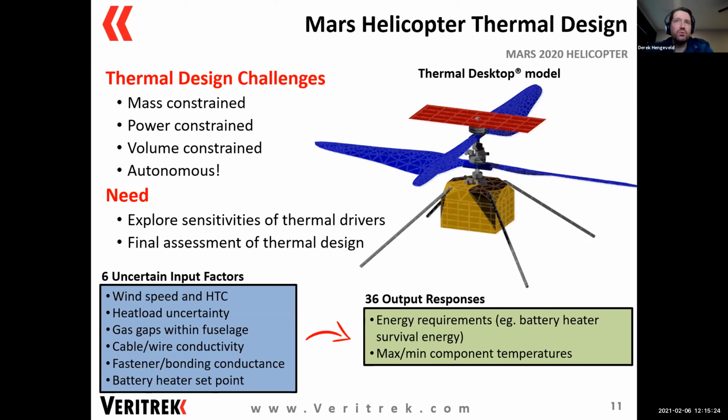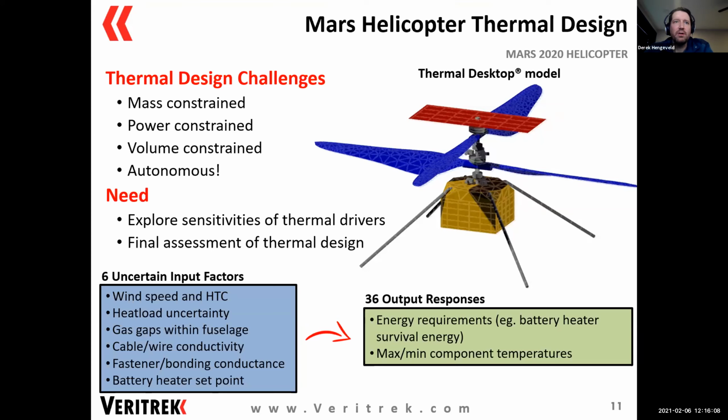They also wanted to use a tool to do some sort of final assessment of the thermal design. So we created a reduced order model a couple of years ago, with 6 uncertain input factors, things like the convective environment, so wind speed and heat transfer coefficient, and some uncertainty in the applied heat loads. Others were gas gaps within the fuselage, tiny gaps that could potentially be more or less insulating, cable wire conductivity, fastener bonding conductance. These are all fairly uncertain when you're doing thermal design. You can get some handbook value, but there's some uncertainty involved. And then also battery heater set point.